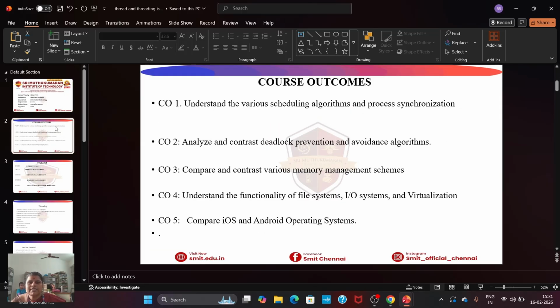Course outcome one: understand the various scheduling algorithms and process synchronization. Course outcome two: analyze and contrast deadlock prevention and avoidance algorithms. Course outcome three: compare and contrast various memory management schemes. Course outcome four: understand the functionality of the file system, input output system, and virtualization. Course outcome five: compare iOS and Android operating systems.